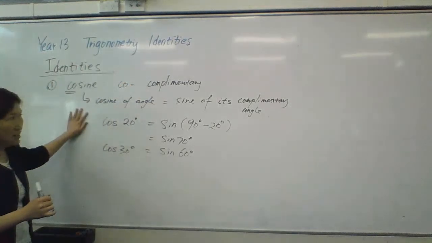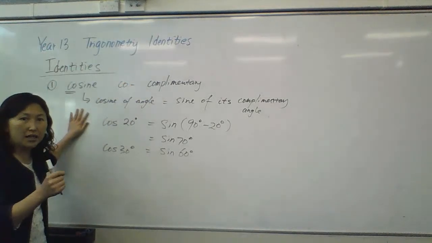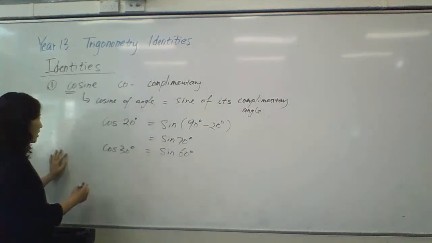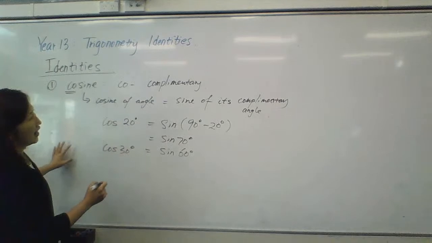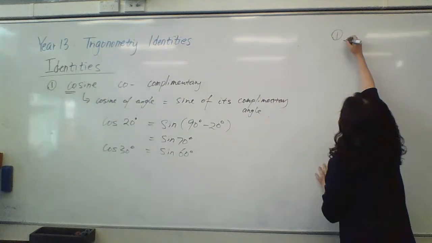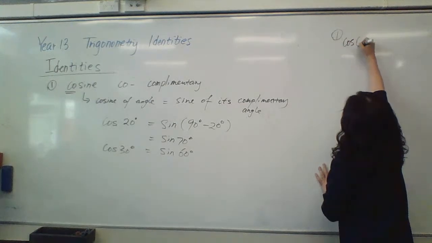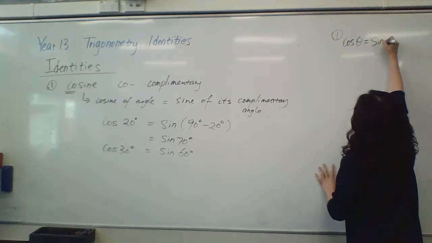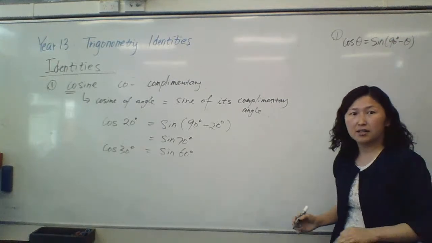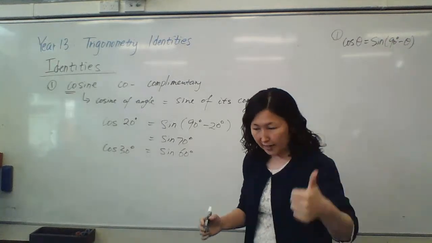Okay? So here, based on the meaning of the cosine, you can actually come up with one identity. This is going to be the first identity I'm going to write on the right side. We can say that cosine theta is equal to sine of 90 degrees take away theta. So that is the first identity.